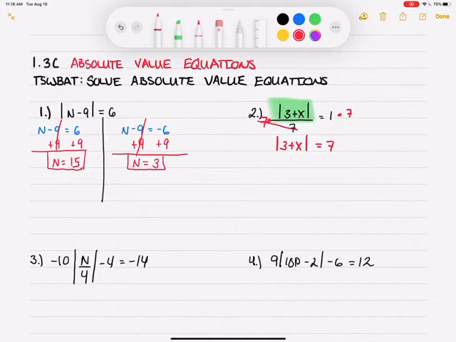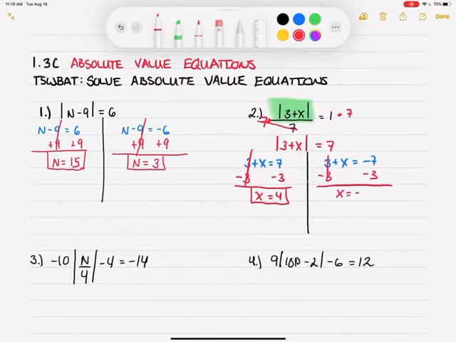Now I can take that absolute value equation and rewrite it as 3 plus x equals positive 7 and 3 plus x equals negative 7. And I'm going to solve for x. I'm going to start by subtracting 3 from both sides, and I end up with x equals 4. Again, I'm going to subtract 3 from both sides, and I have x equals negative 10.